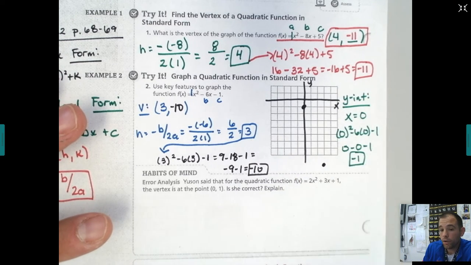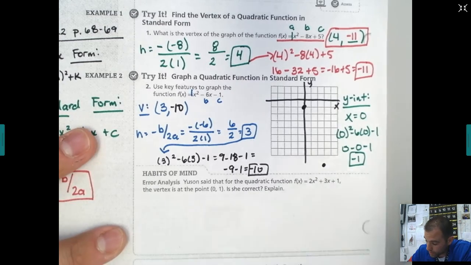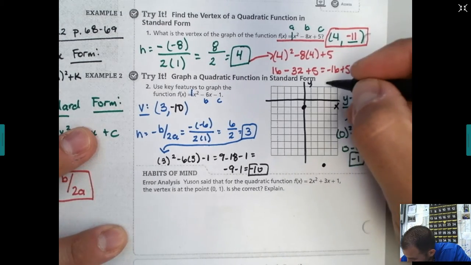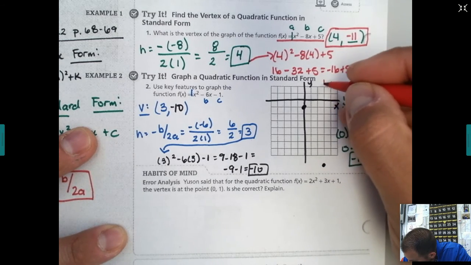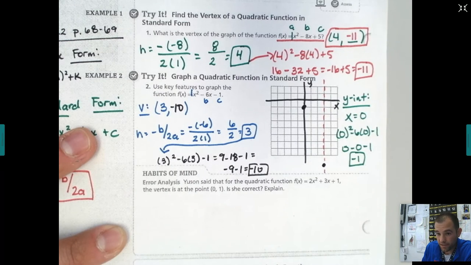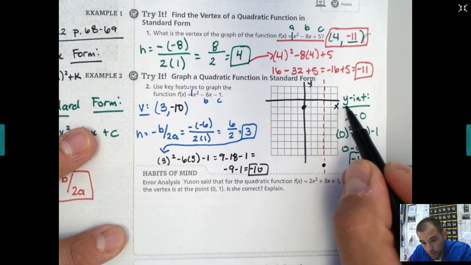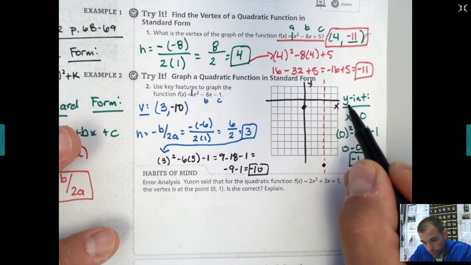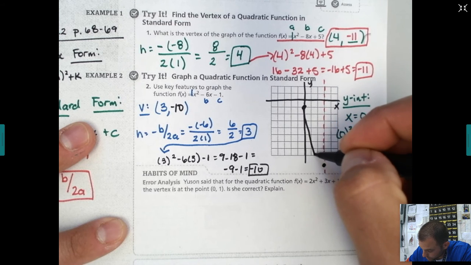And then we already know that this graph has to be the same on both sides. It has to be symmetrical. Remember in the very first day with vertex form we talked about the axis of symmetry? If I drew a line right down the middle right here, this graph has to be the same on both sides. So this point has to be the same on the other side. But I don't really have enough room there, so I'm just going to sketch this graph. It is going to look something like this.